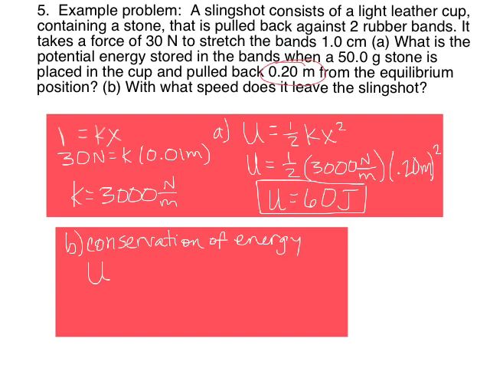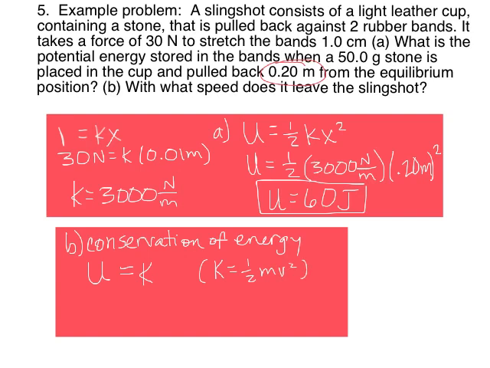Is there any kinetic before you let go? Okay, no. So you can write +0. I'm just going to go ahead and say equals. And then after we let it go, what kind does it have? Kinetic. So all of that elastic potential energy is going to turn into all kinetic energy. Do you remember the formula for kinetic energy? Perfect. I'm just going to put that over to the side for you guys.